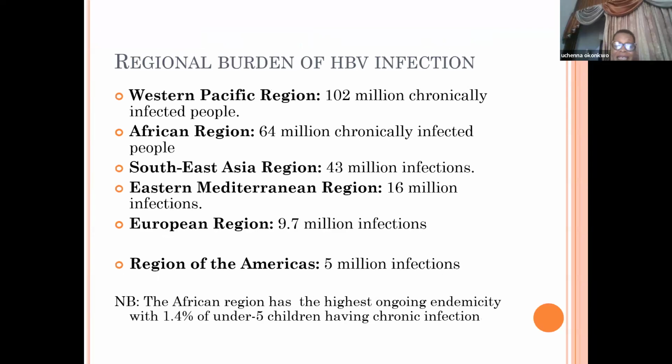Please, the next slide. So still on the regional burden of HB infection, like we said, the Western Pacific region accounts for most of this infection. But the good thing about it is that the incidence of new infection in this region is on the decrease. Unlike the African region that accounts for the second highest number of persons living with chronic hepatitis, both B and C really, the incidence of new infection is on the increase. Can we move on, please?